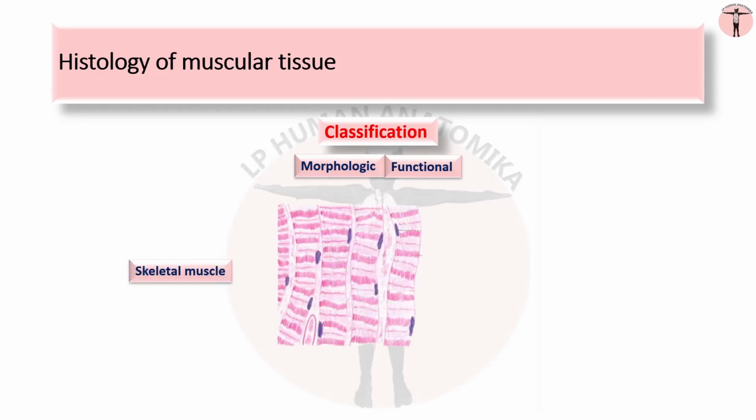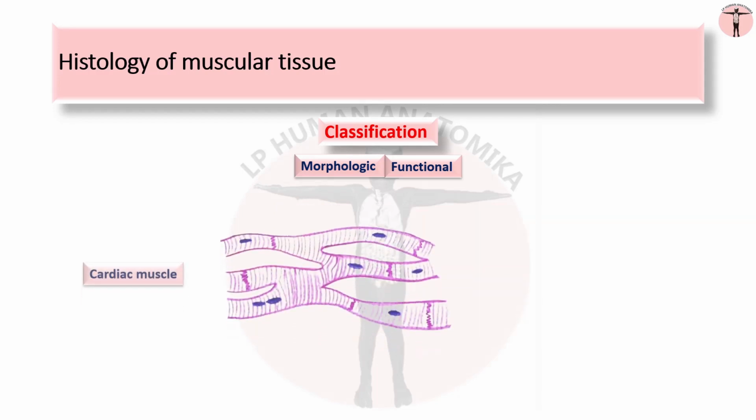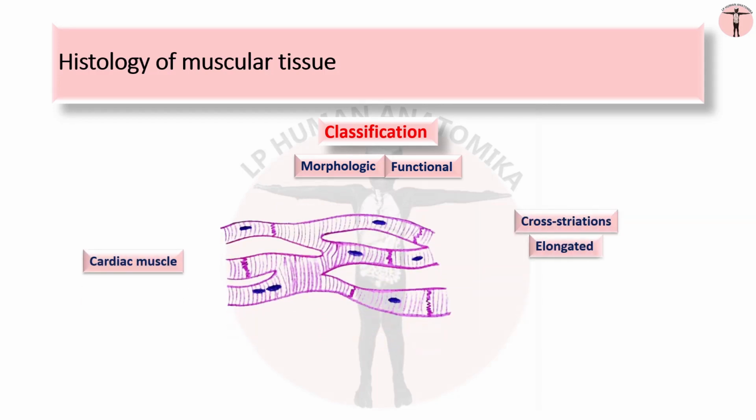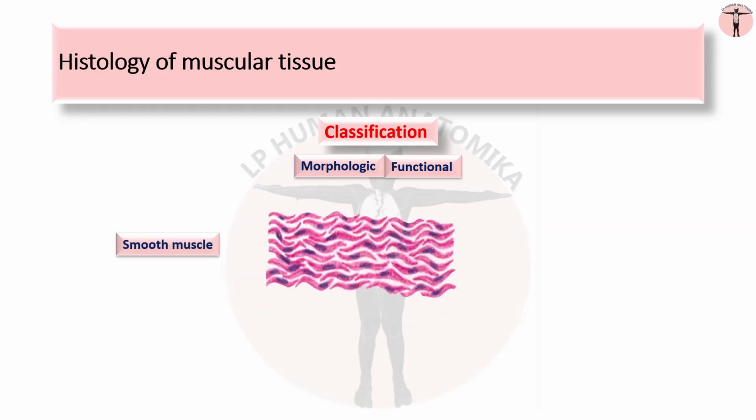Skeletal muscle contains bundles of very long cylindrical multinucleated cells with cross striations. Their contraction is quick, forceful, and usually under voluntary control. Cardiac muscle also has cross striations and is composed of elongated, often branched cells bound to one another at structures called intercalated discs that are unique to cardiac muscle. Contraction is involuntary, vigorous, and rhythmic. Smooth muscle consists of collections of fusiform cells that lack striations and have slow involuntary contractions.